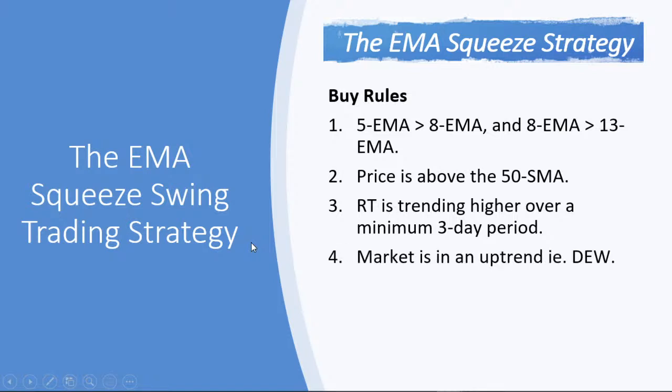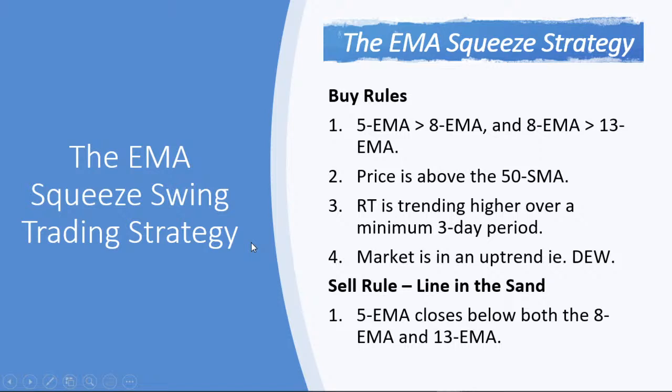Very important here. We also want the market to be in an uptrend, okay? And we're going to use the DEW market timing signal in VectorVest to identify that trend. So the DEW has to be up. The DEW signal has to be in an up position in order for any of the other rules to even come into play. And our sell rule, here's our line in the sand. We are going to close when the 5-day EMA closes below both the 8 and the 13-day EMAs. Okay, it's a very systematic approach here, very systematic technique.